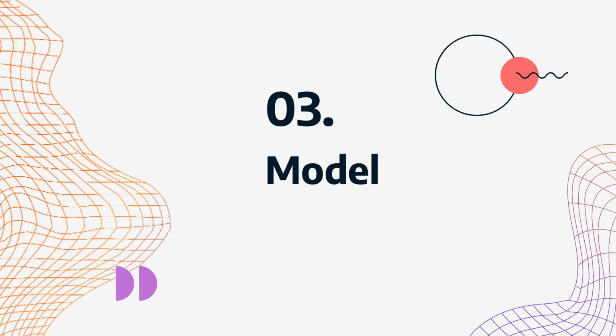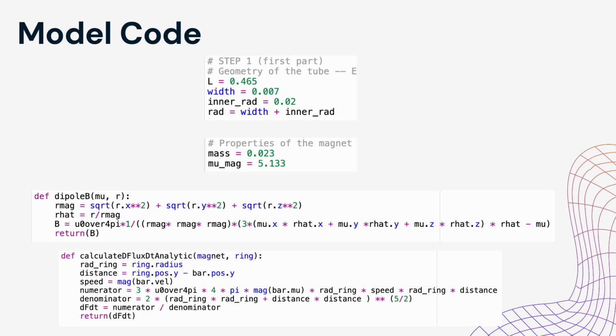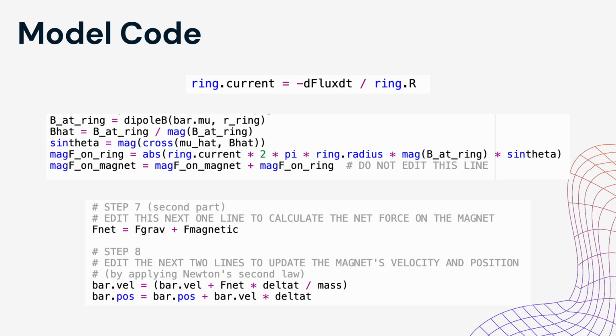Next, let's get into our model. Looking at our model, step 1 was putting in the geometry of the tube as well as the properties of the magnet. We then create a function to calculate the magnetic field of a bar magnet, and also a function to calculate the magnetic flux. In the next step, we use one line to calculate the current in the ring, and below it, we use the next 4 lines to compute the typical B field at each ring. Finally, we calculated the net force on the magnet and updated the magnet's velocity and position by applying Newton's second law.